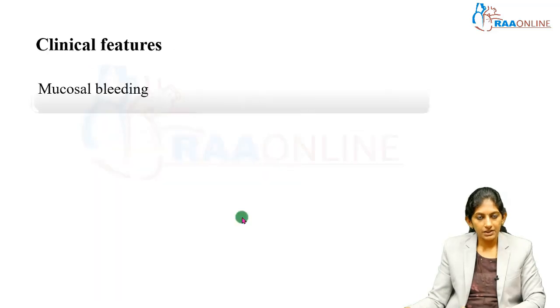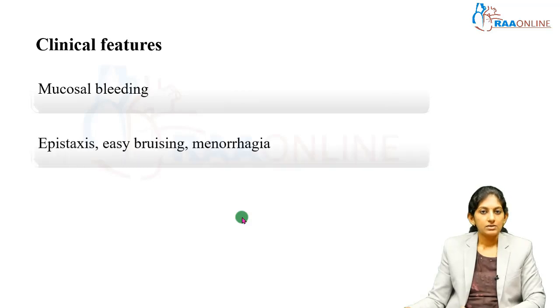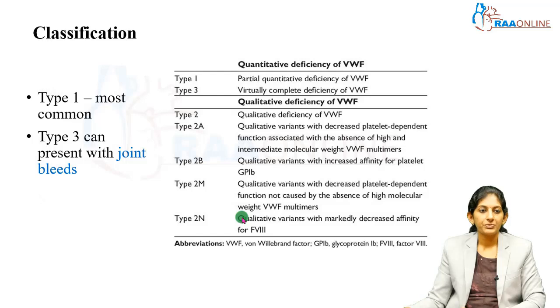The clinical features of von Willebrand disease will present as mucosal bleeding. It is mostly mucosal bleeding, not joint bleeding like hemophilias. Mucosal bleeding can be anywhere: epistaxis, easy bruising, menorrhagia in women. Surgical bleeding is also common.